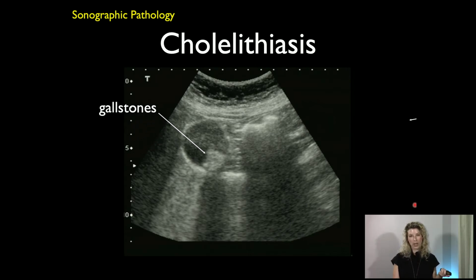Right, big gallstone there, some air there. And they look different on clips because they cause different artifacts. That's going to be talked about at the end as well.